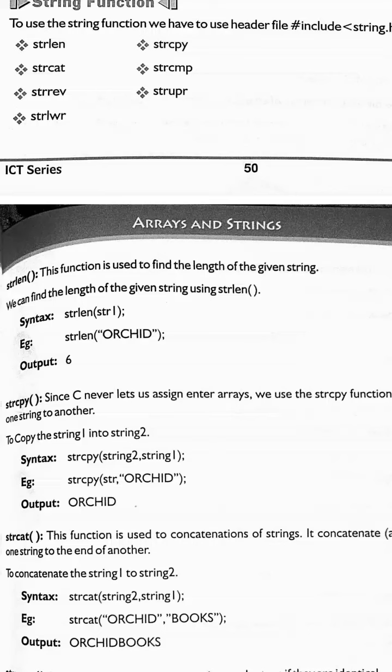So the next is string concatenation. String concatenation means joining two strings into one string. So two separate strings will be joined and made into only one string. Archit is a separate word, and books is the next word. So archit and books will be joined together and form a single word.